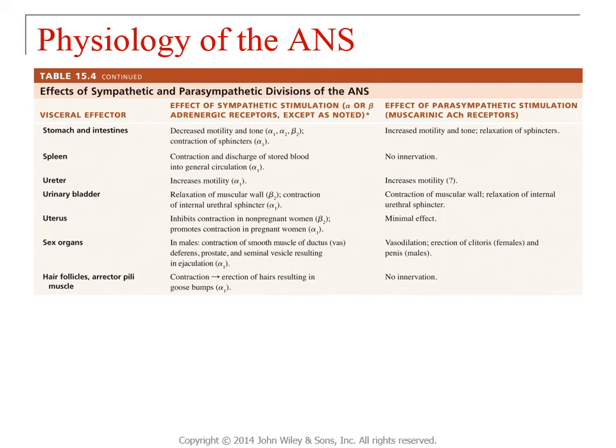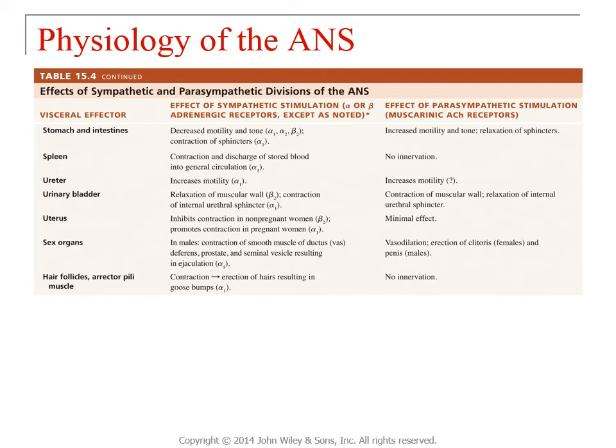The spleen primarily is controlled mostly by the sympathetic, not really controlled too much by the parasympathetic. The ureters, increased motility in both the sympathetic and parasympathetic. Urinary bladder tends to relax the muscle, but contracts the sphincters on the internal area because you don't want to be having to urinate while you're trying to get out of danger. Naturally, relaxation more so in the parasympathetic division.